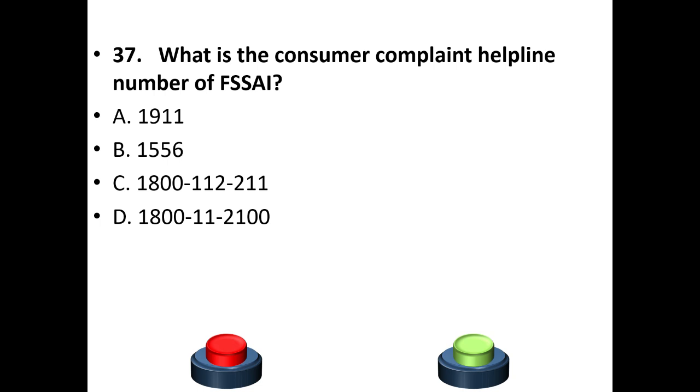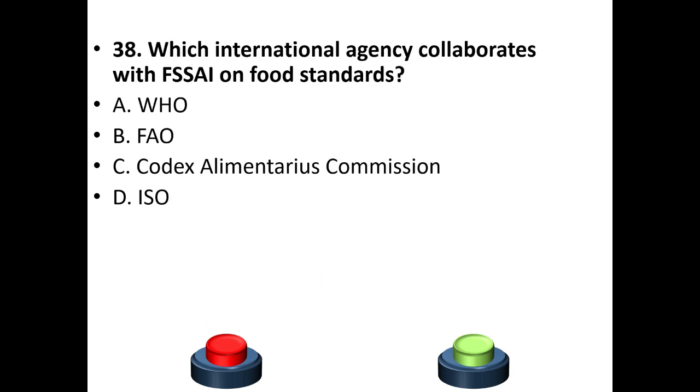Question number 37. What is the consumer complaint helpline number of FSSAI? A. 1911, B. 1556, C. 1900 112 211, D. 1900 112100. Which is the answer? Your answer is D. 1900 112100. 38. Which international agency collaborates with FSSAI on food standards? WHO, FAO, CAC, ISO. Your answer is C.